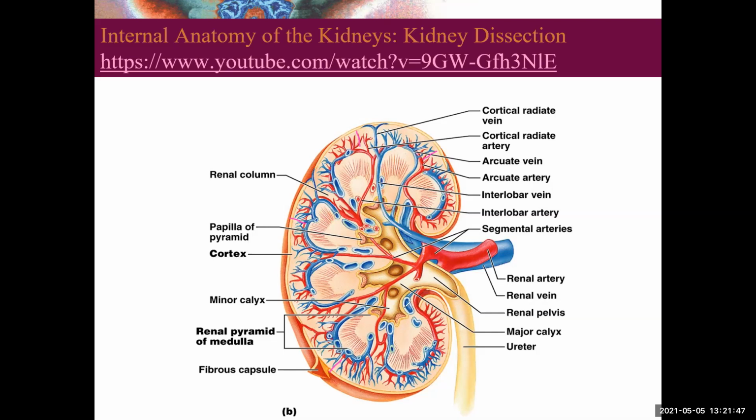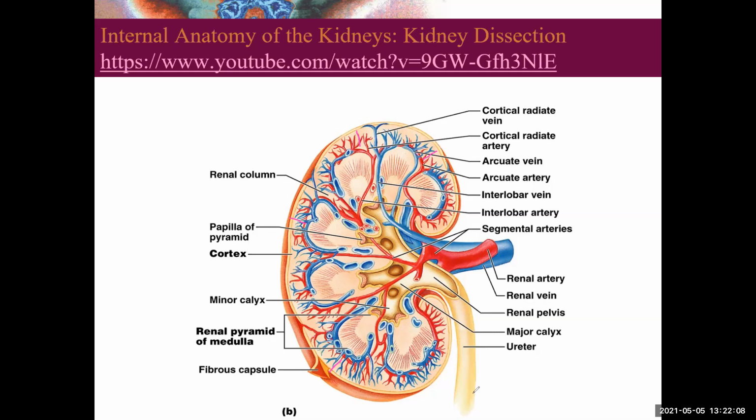There are several pyramids. When all these major calyces join, they form the renal pelvis, and then the renal pelvis continues as the ureter. Okay, so this is the gross anatomy. When we see with our naked eye, we can see this structure.